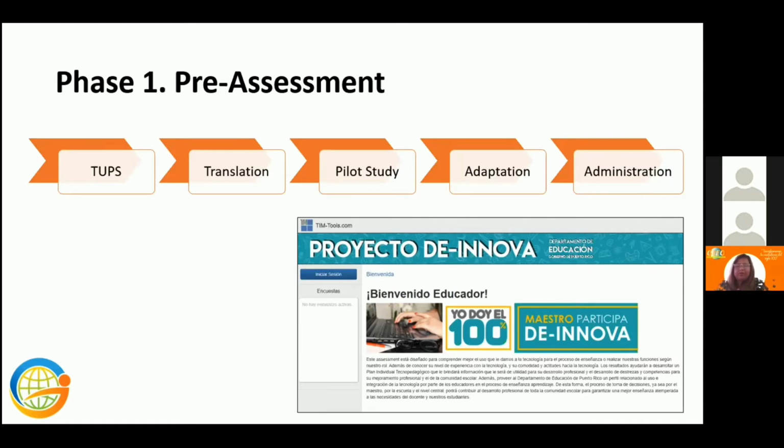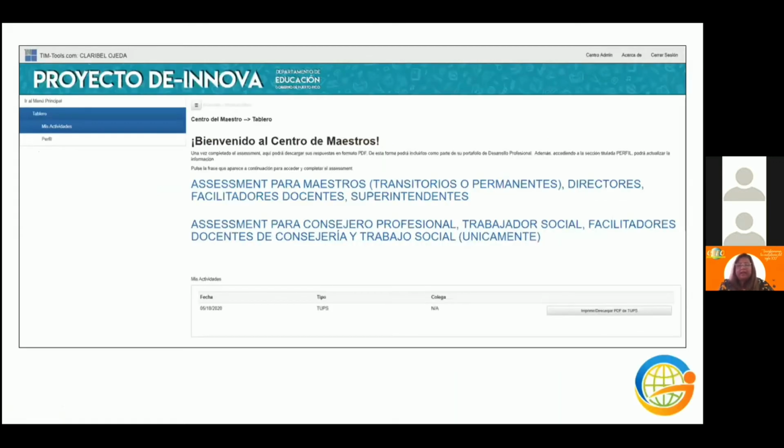So that's how it looks, the TOPS Spanish version. Right now, it's available for others who would like to do this kind of administration in places where Spanish is the first language. That's where you would find it, and that's what it looks like.